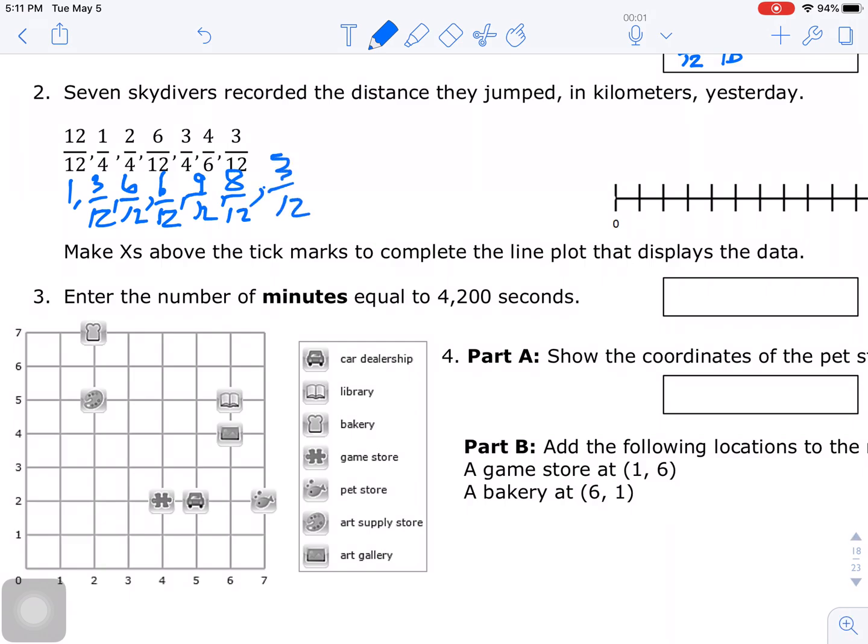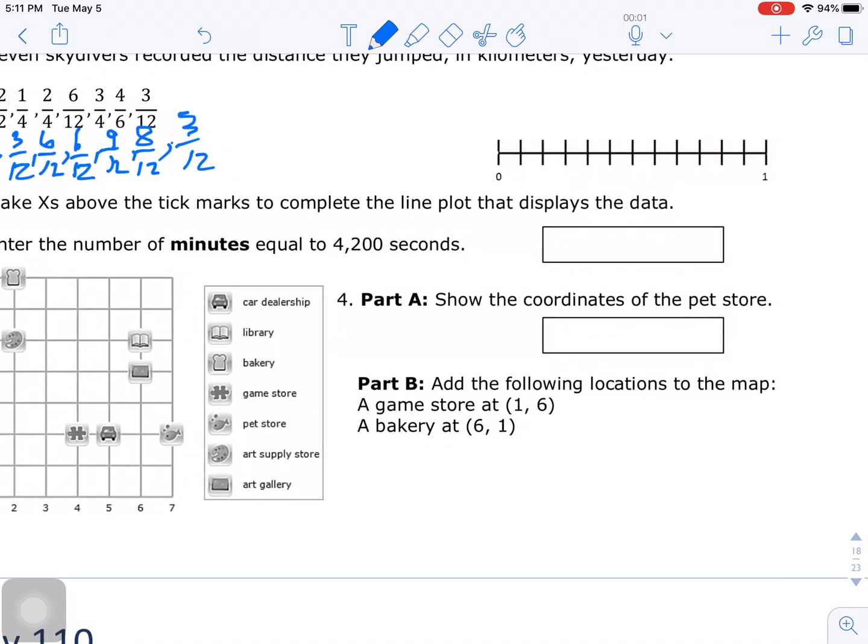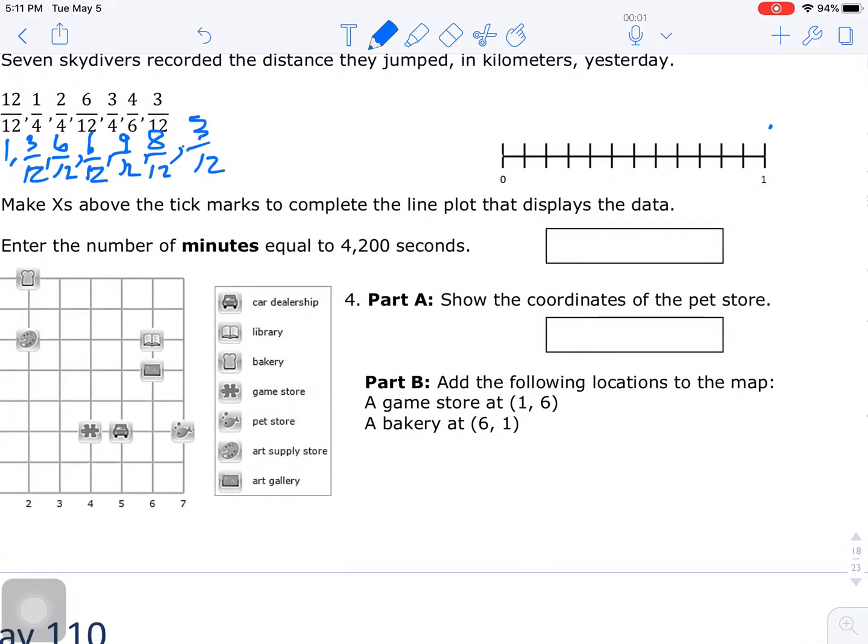Okay, now let's go over and record our data. So I have 1. I have 3/12. So I got 1, 2, 3. I have 6/12. So 4, 5, 6. I have another one at 6/12. I have one at 9/12. So this is 6. So I go 7, 8, 9. I have one at 8/12.